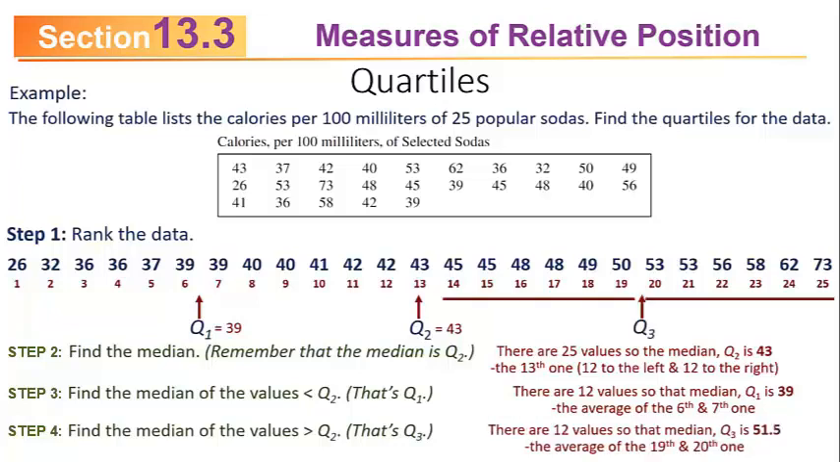Now you move to the right and take those values. Again, there are 12 of them, so the median is going to be between 50 and 53. So if you average 50 and 53, add up 50 and 53 and get 103 and divide by 2, you'll end up with a median of 51.5. And that's q sub 3.